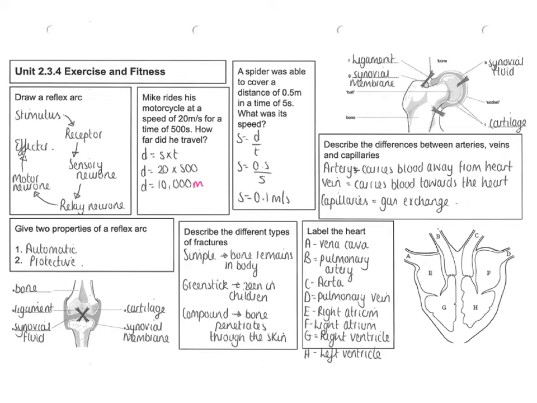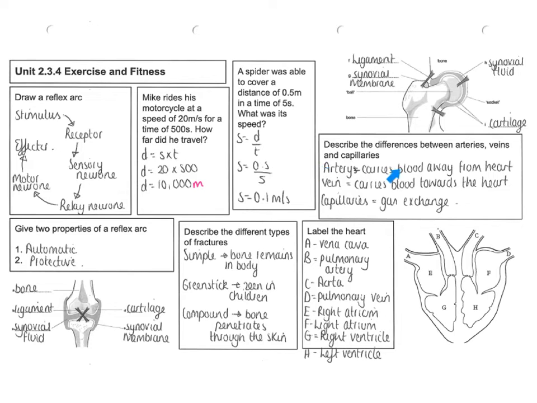Then we've got another joint we need to look at. So we've got our ligaments again. Then we've got our synovial membrane, which surrounds all of it, our fluid on the inside, and then our cartilage that's around the bone.